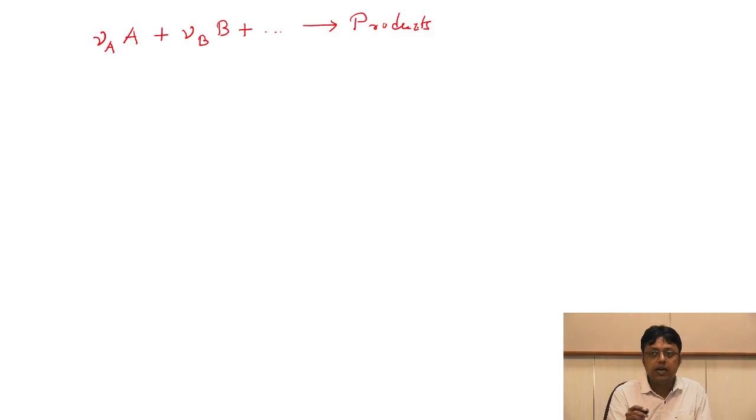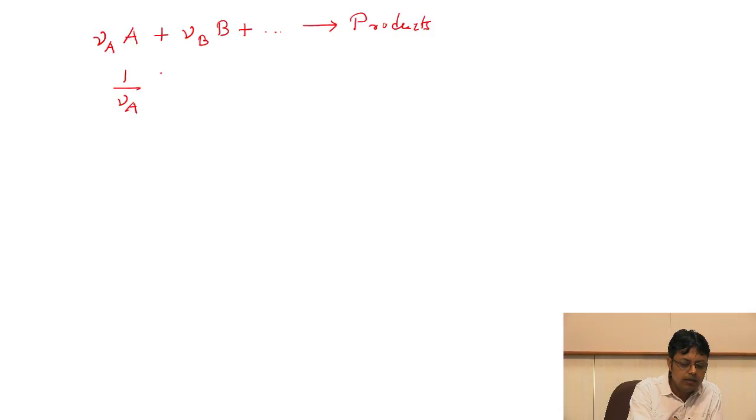All right, so let us now assume that we have a similar stoichiometric equation, where nu_A of A and nu_B of B are going into products. Now, if we find that the rate law is first order with respect to A, then the rate, which we can write as 1 by nu_A dA/dt with a negative sign, is first order with respect to A, and the rate constant I'm writing as k prime.